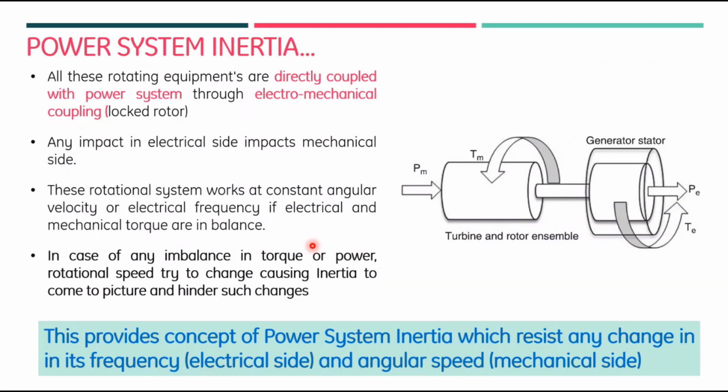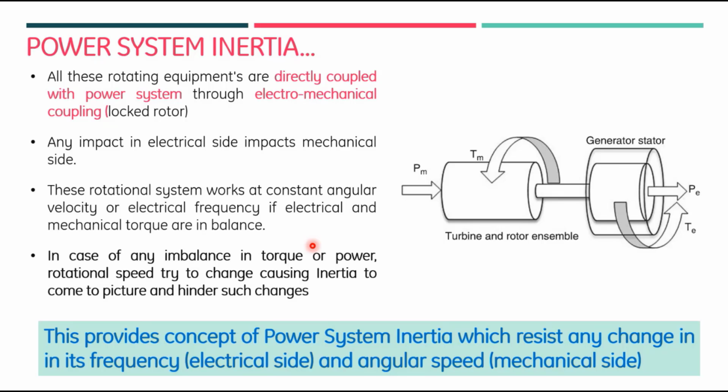And if you make any change on the electrical side, then there will be an imbalance between the electrical and mechanical torque in the system. And due to that imbalance, there will be a change in the mechanical torque. So the speed of the generator will try to reduce, and at that point, it may increase also.